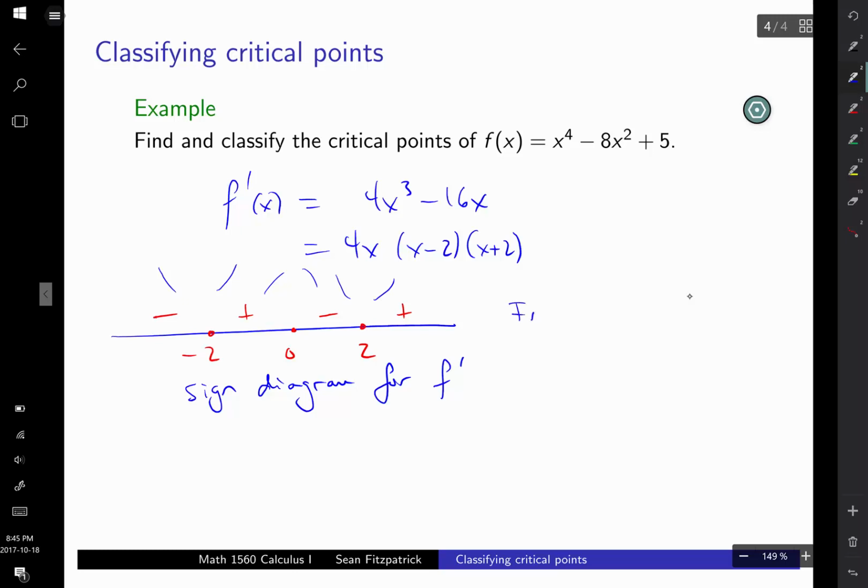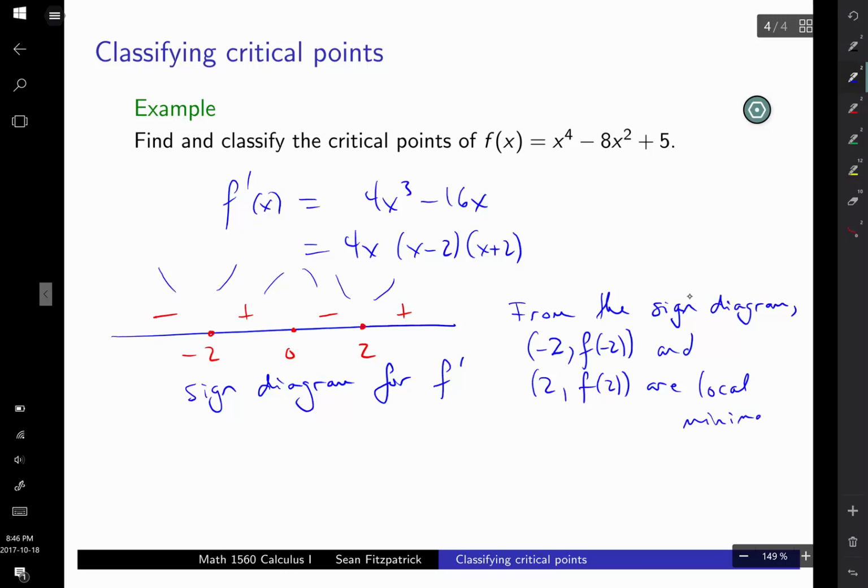And so from the sign diagram, we can see that the points minus 2, f of minus 2 and 2, f of 2 are both local minima, and the point 0, f of 0 is a local maximum. And I suppose the last thing we should do is actually calculate those values, right?